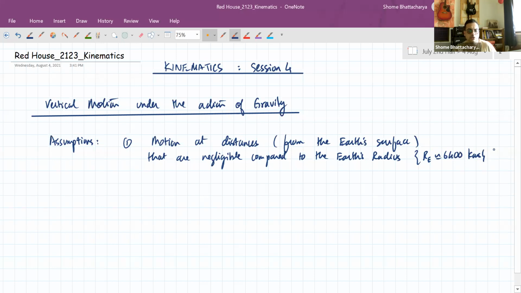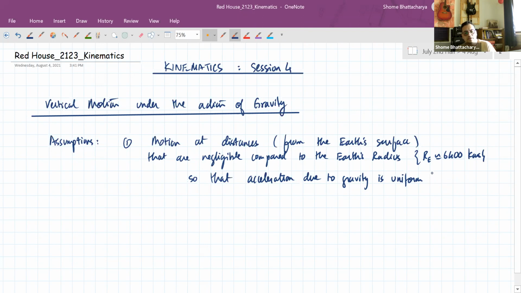So we are talking about vertical motion where the maximum height or the maximum distance from the earth's surface may be pretty large, like a few kilometers or even hundreds of kilometers, but it should not be of the order of thousands of kilometers, because it should be negligible compared to the earth's radius. So that the acceleration due to gravity is uniform. You can treat the acceleration due to gravity as a constant quantity. That is the first assumption.